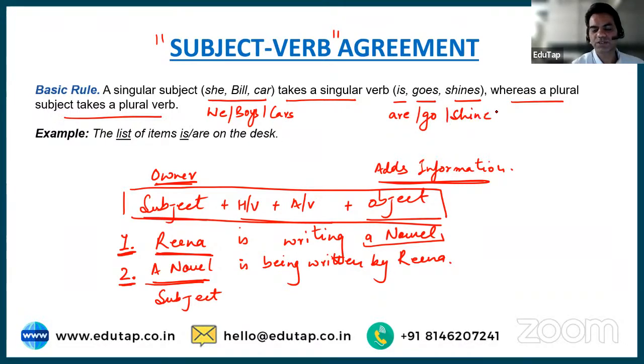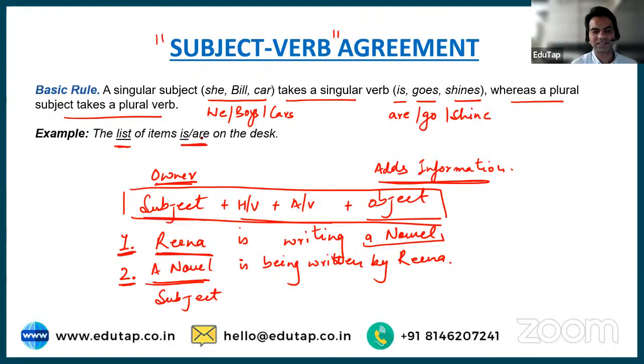So guys, this is what you need to understand, that whichever the subject is, it will always take a verb in its accordance. So a singular subject will always take a singular verb, whereas a plural subject always takes a plural verb. And there has been one example that has been given to you. And the example is, the list of items is or are on the desk.